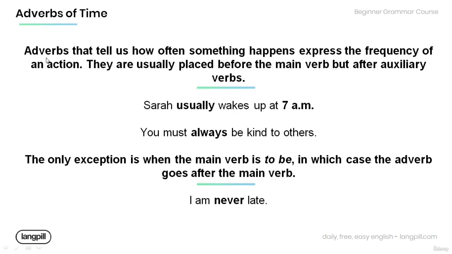Note that adverbs that tell us how often something happens express the frequency of an action. They are usually placed before the main verb, but after auxiliary verbs. Have a look at the examples below. Sarah usually wakes up at 7 a.m. Now, the adverb of time usually is placed before the main verb, which in this case is wakes.